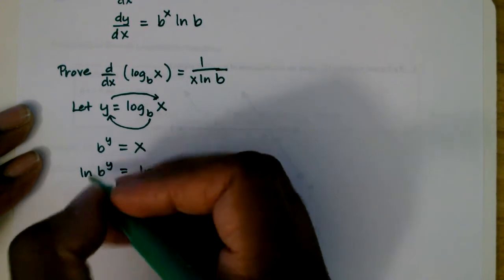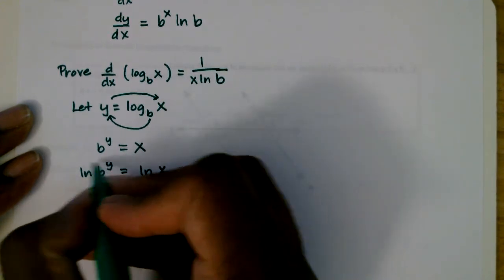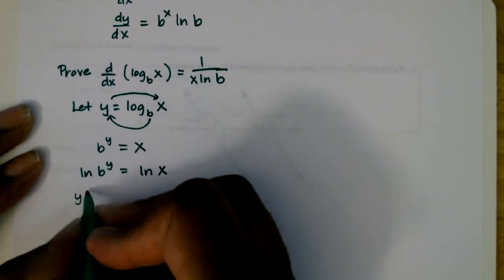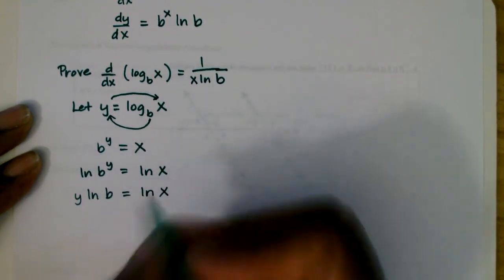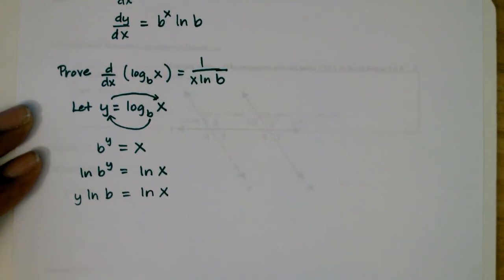And on the left side, I'm going to apply the power rule by pulling the y in front of log to the base b. And that's equal to ln of x. Now I'm going to apply implicit differentiation here.